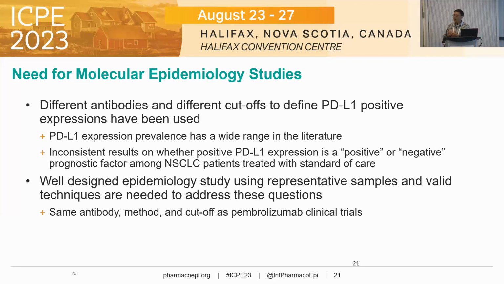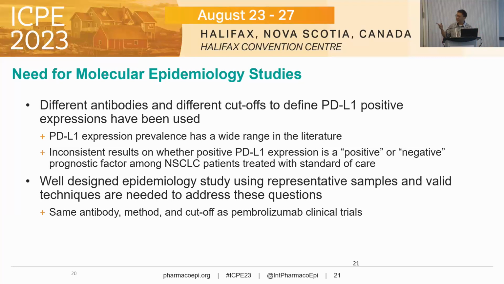The challenge is also that there have been different antibodies, different methodology, and different cutoffs to define what is positive versus negative. So if you look at the literature, there might be some publications, but the prevalence is everywhere from 10% to 90%, just talking about non-small cell lung cancer patients. Again, it's because they use different antibodies, different methods, and different cutoffs. And also there have been inconsistent results on whether PD-L1 expression is a positive or negative prognostic factor.